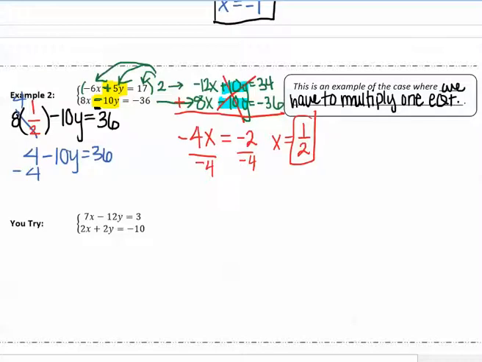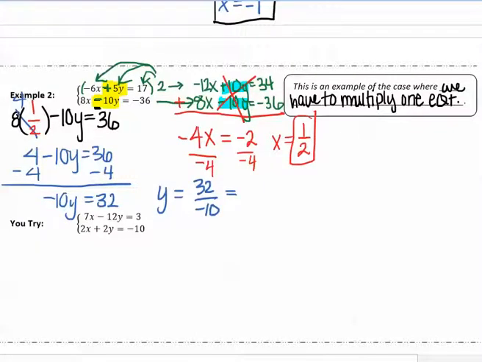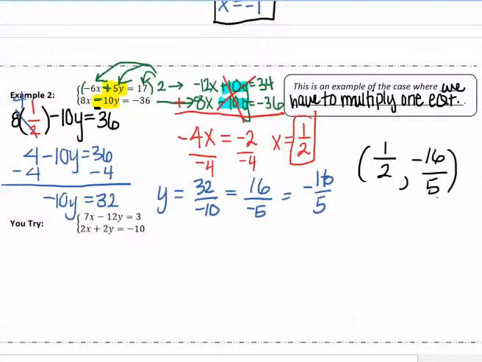I'm going to take away the 4 from both sides. Get negative 10y is equal to negative 40. I'm going to divide both sides by 10. And I can reduce this fraction by 2, and that would give me 16 over negative 5, or negative 16/5. So my point is 1/2 comma negative 16/5. This is the ordered pair. Remember to put the x first and the y second.